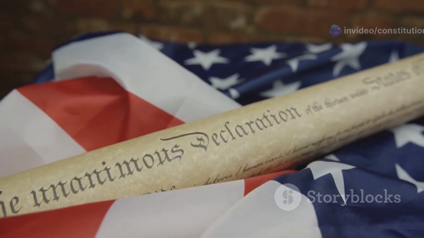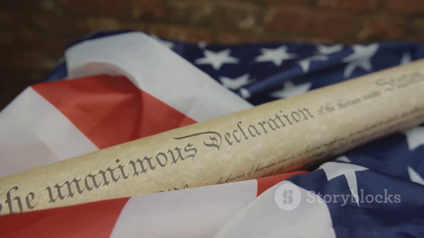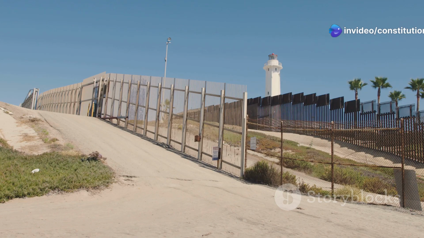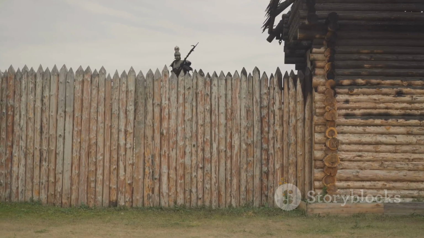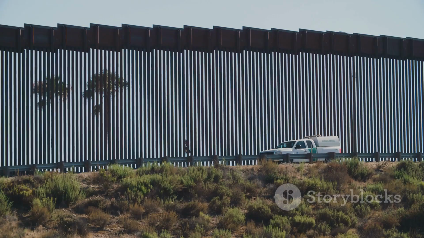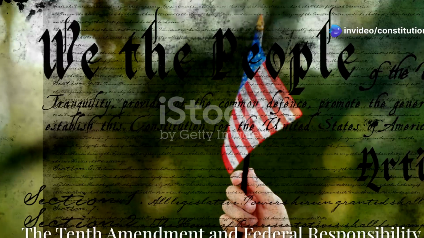Moreover, the Constitution assigns the federal government the responsibility to repel invasions. Article 1, Section 8. While traditionally understood in the context of military threats, this clause can be interpreted to extend to the protection of borders from mass unlawful crossings. Such unauthorized entries could be seen as a form of invasion that threatens the nation's sovereignty and the rule of law.